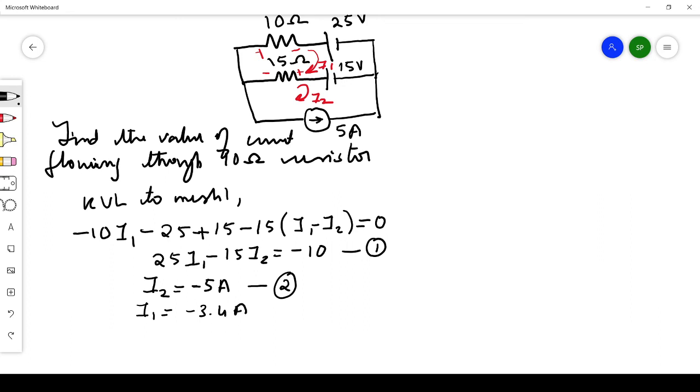So what is asked in the question? Find the value of current flowing through the 10 ohm resistor. We can see that, as the assumed current, I1 is flowing through the 10 ohm. So the current through the 10 ohm is nothing but I1. So that is minus 3.4 amperes. Why is the negative sign coming? Because the assumed direction, whatever direction we have assumed, is opposite to the actual direction. So the answer will be correct. Only thing is, if the assumed direction is wrong, then we will get a negative answer.